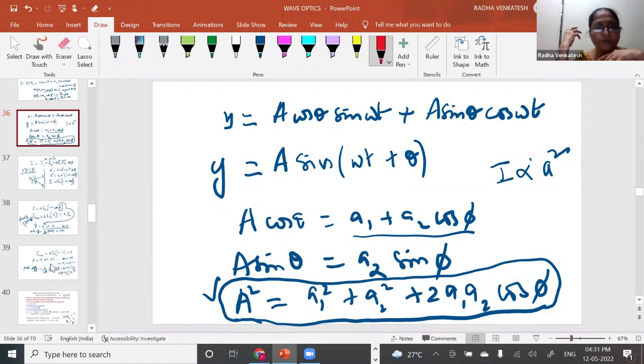This equation is written for what? Resultant amplitude of two waves superposes, right? Yes, ma'am. Two waves superpose on each other. This is the resultant amplitude. What is that a1 there? What is that a2 there? What is that phi there?